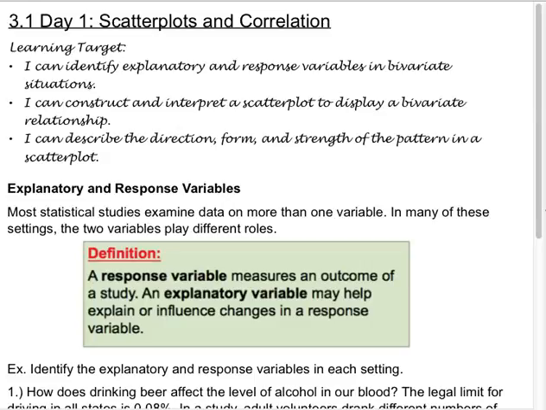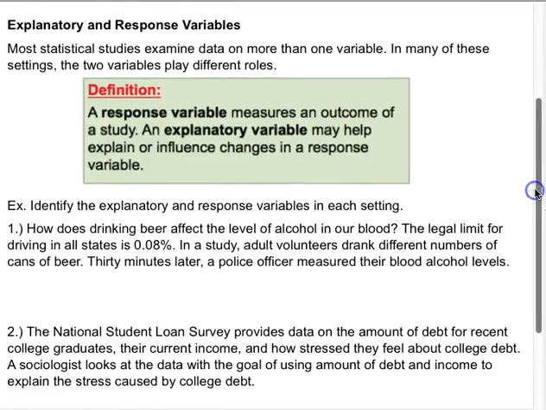Welcome to Chapter 3. So Chapter 3, we're diving into scatter plots and correlation, with our big idea being able to describe relationships. So the beginning of describing relationships is being able to determine what is explanatory and what is a response variable, okay? Because a lot of statistical studies are talking about the relationship between two variables, not just one variable in isolation. So what we want to know is how to determine response versus explanatory.